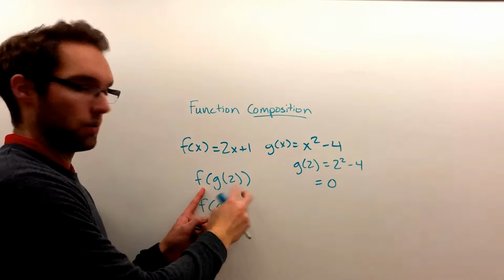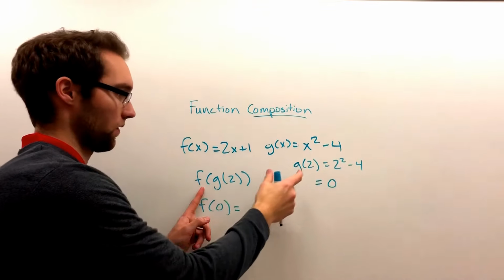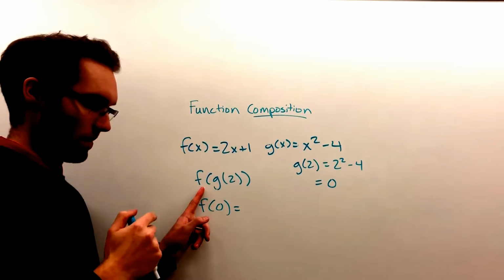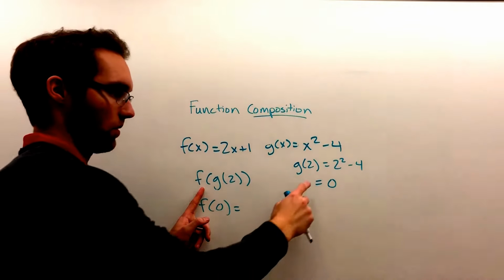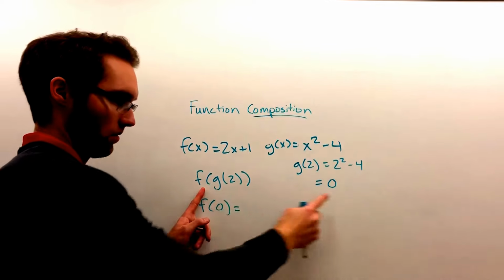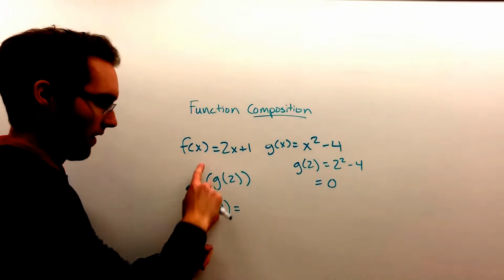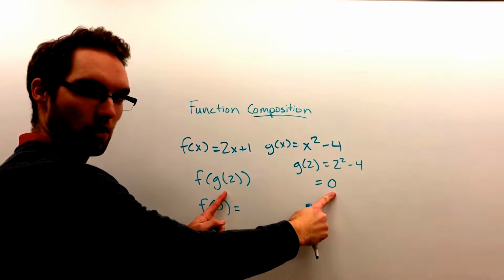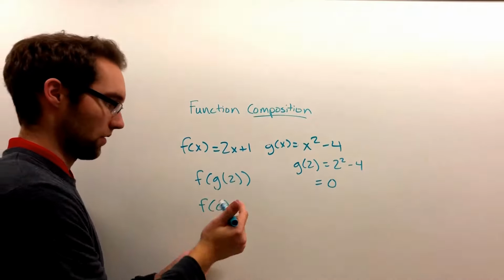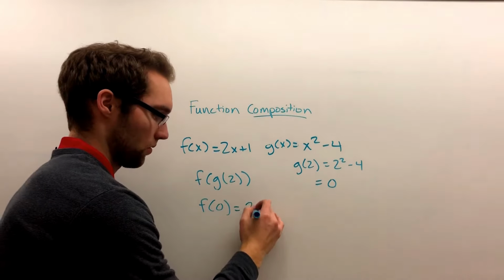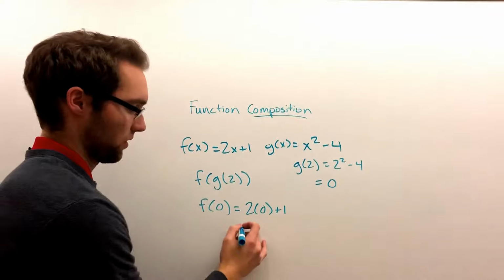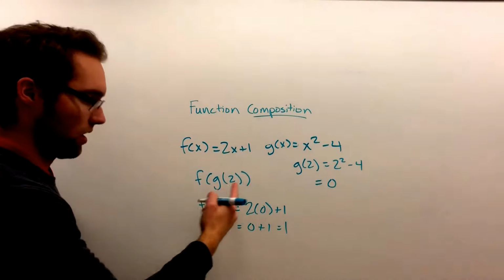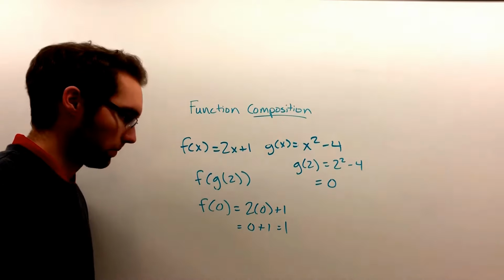One way we could do that was plug in this whole thing, and by plugging in this whole thing, we'd end up with the general formula, which I just erased and messed up, I'm sorry. Or we can find what g of 2 is equal to, which is 0, and now we're just plugging that into f. Where we were going to replace all the x's with g of 2, we found that g of 2 is equal to 0, so now we replace all of our x's with 0. So f of 0 is 2 times 0 plus 1. As we know, 0 times anything is 0, and then we have plus 1. So f of g of 2 would be equal to 1.